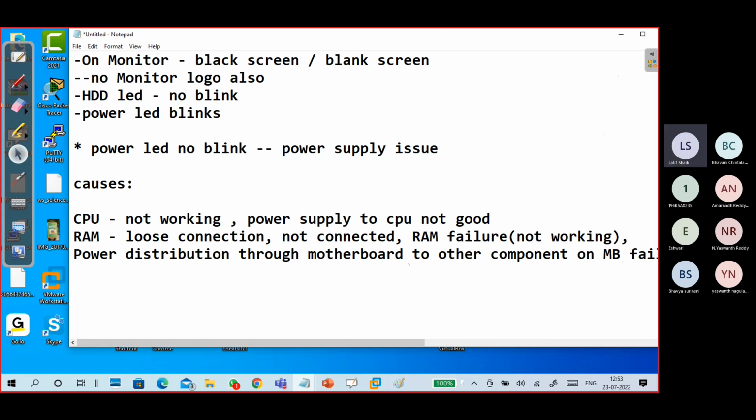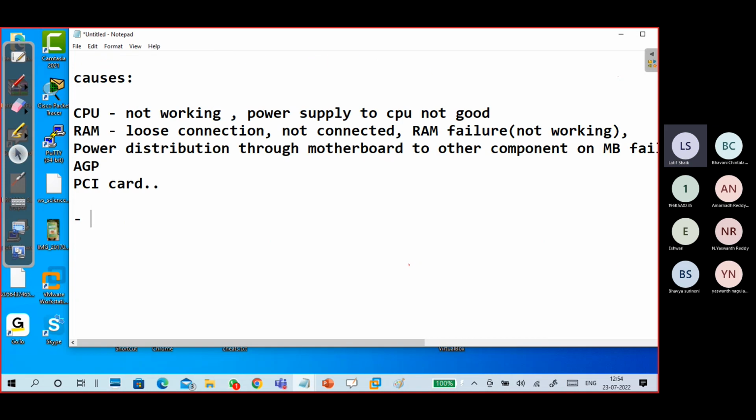Connected devices. Like if you connected a graphic card, AGP, or some PCI cards, connected adapters, you have to check that also. Okay, now here it is. Check the RAM connectivity. What to do? Remove the RAM, clean the RAM, and insert it.